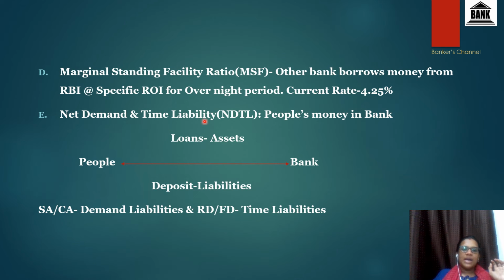Time liabilities is termed as both accounts, like FD as well as RD. Demand liabilities is nothing but savings account and current account. So net demand and time liabilities is nothing but people's money in bank in different accounts. As already I said, the savings account as well as current account is mentioned as demand liabilities, and RD and FD is termed as time liabilities. So the ratio between these two is nothing but net demand and time liabilities.